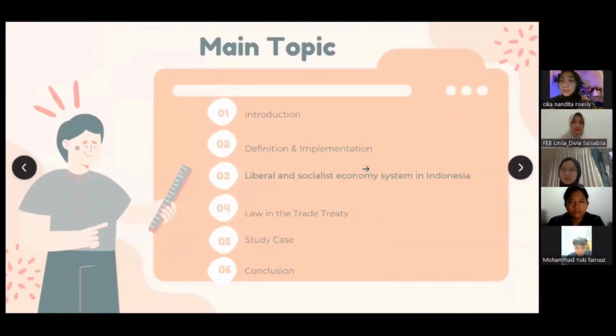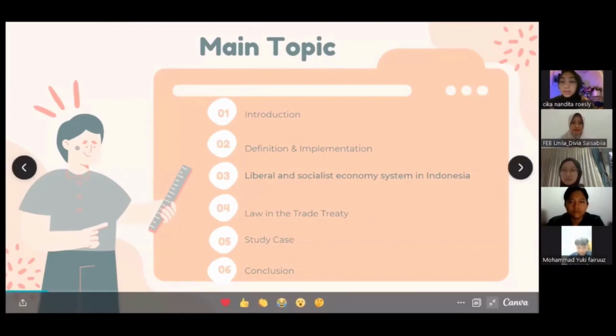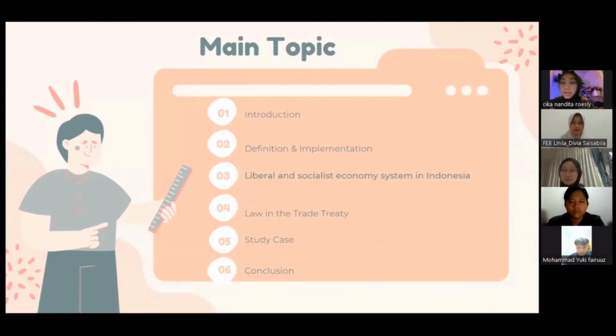And the main topics that we're going to discuss are: first, introduction; second, definition and implementation; next, liberal and socialist economic system in Indonesia; next, law in trade treaty; then study case; and the last one is conclusion.